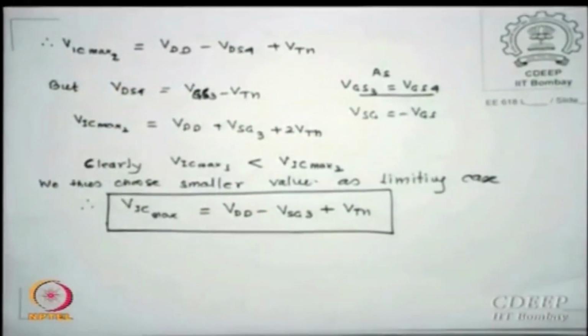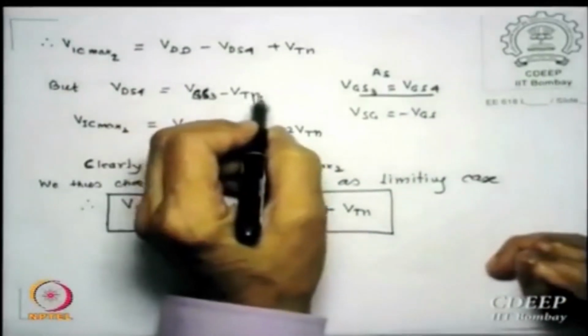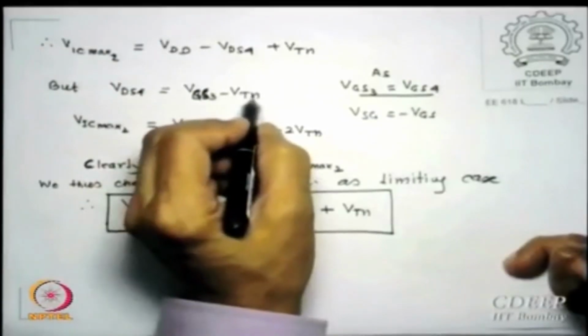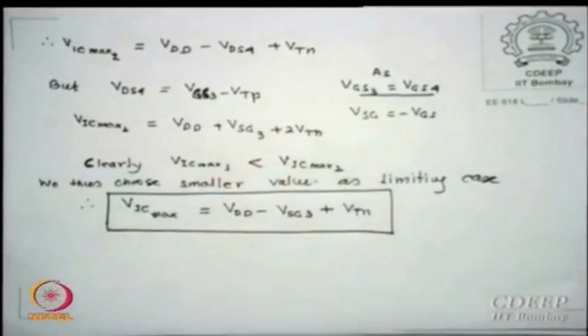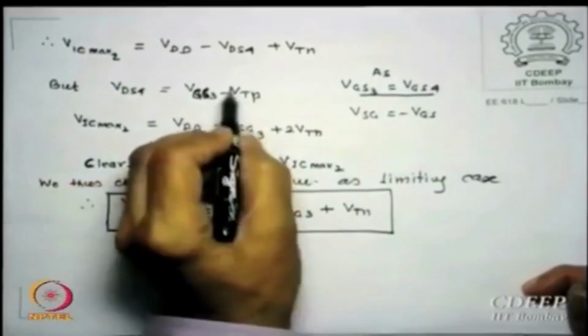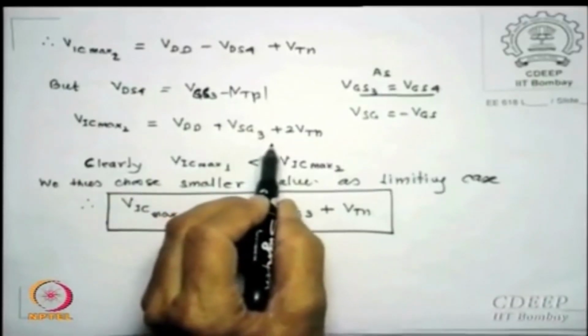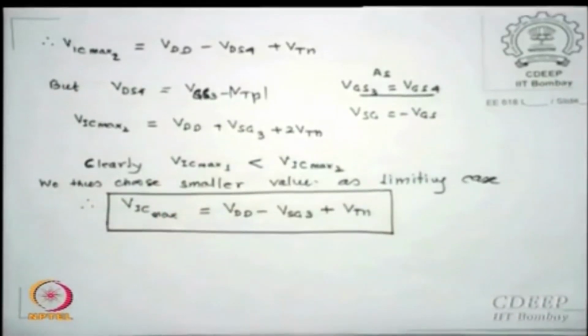Sorry, but VTP is equal to VTN, so it doesn't matter, let it be n for now, write p there but here you can put n. So VIC maximum is VDD plus VSG3 plus 2 VTN, is the value of VIC maximum 2.